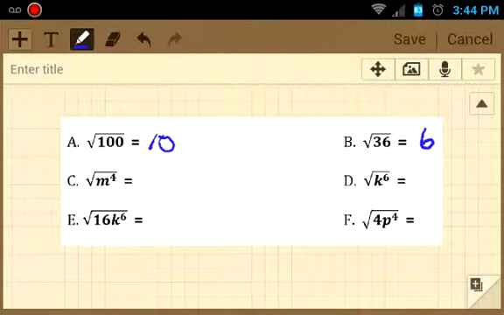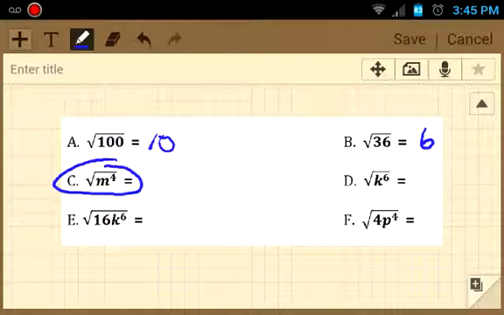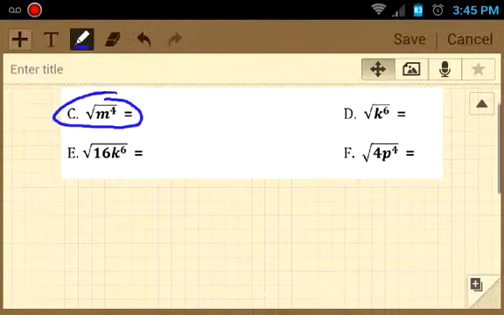But the rest of them have letters. So what do you do when they have letters or letters and numbers? Now the question's a little different. Let's take a look at this one first: m to the power 4, and we're taking the square root of it. I'm just going to go below here and we can try this question below.